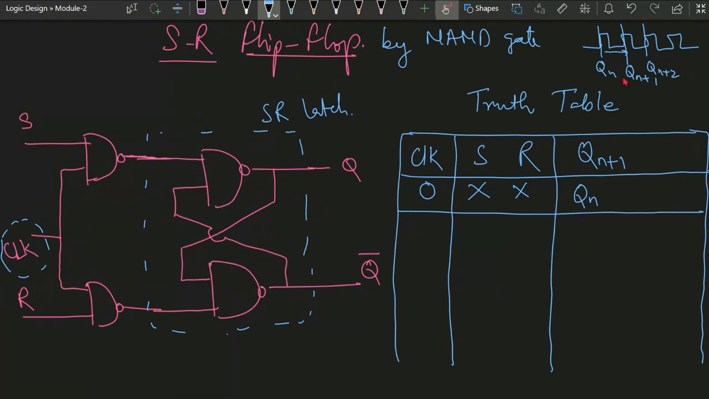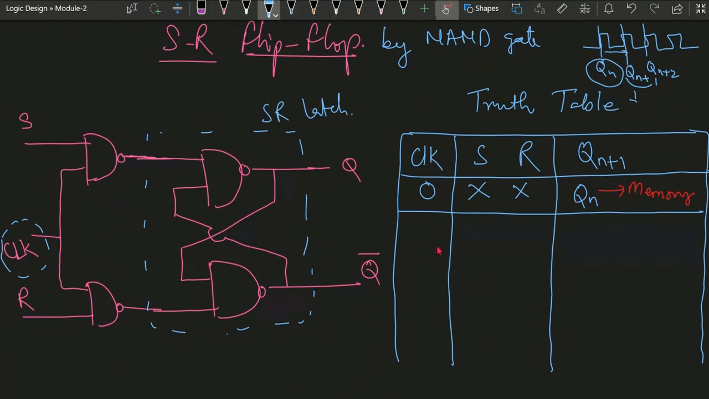So after one clock cycle, what will be the output, that is Qn, meaning the next output. This is considered to be the next. If this is the current output, then the next output is this. So in that case, if clock is 0, whatever S and R are, the output will be the previous output, that is Qn. So Qn indicates the previous output. If it is the previous output, we say it is behaving like a memory mode.